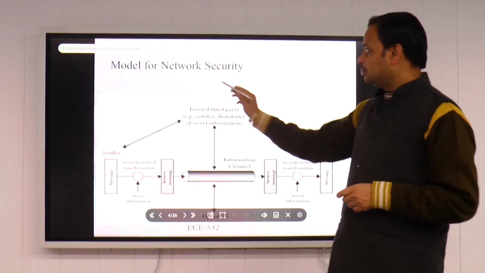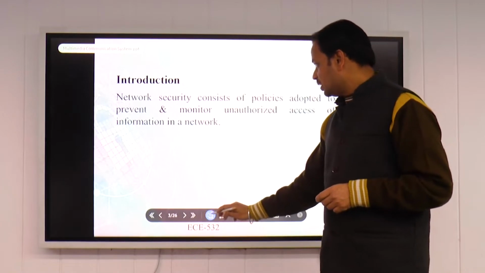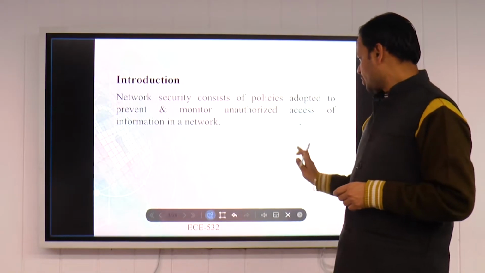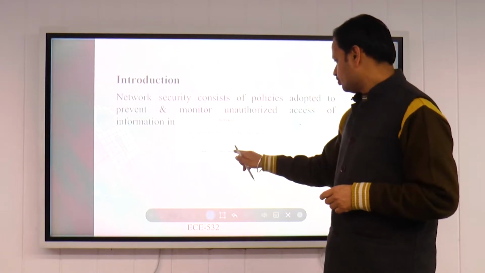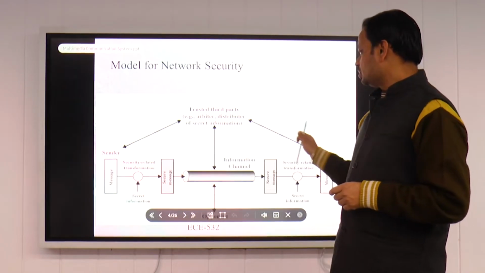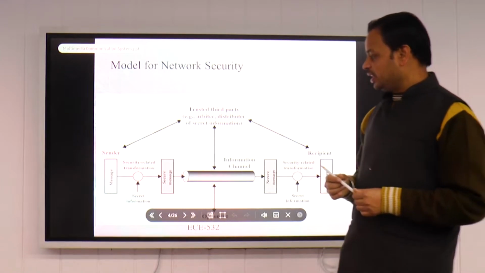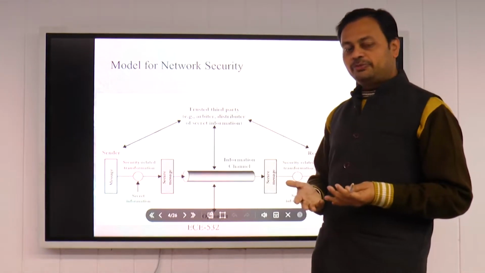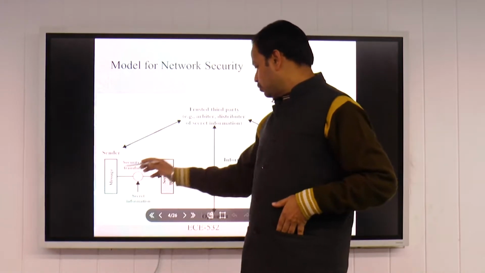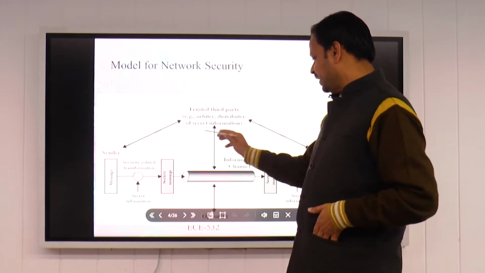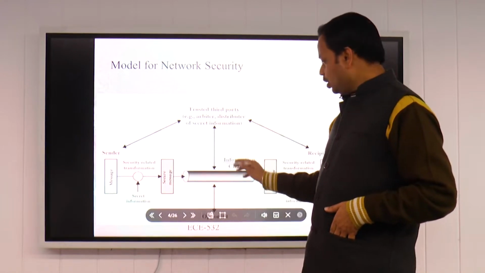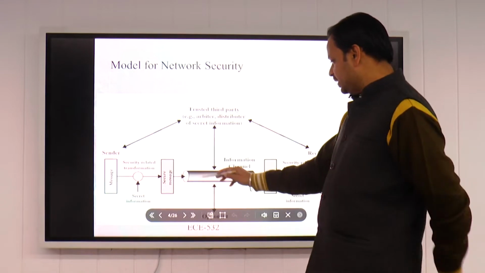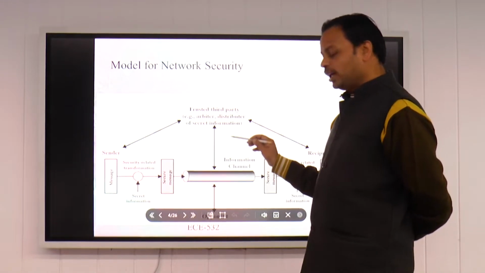See, this is the model for network security. See, the sender who wants to transmit some information will transmit it over the channel. This is the channel where the opponent is. Always the opponent, the hacker or the cracker, will try to steal the information through this channel. So how can we avoid that?